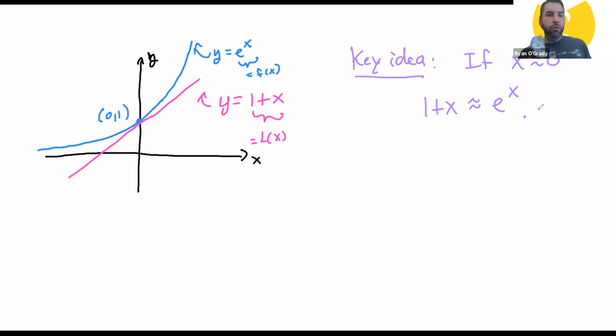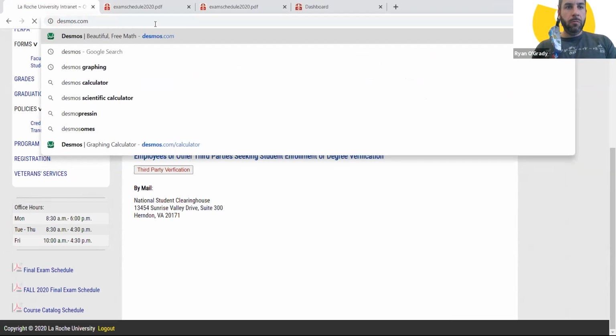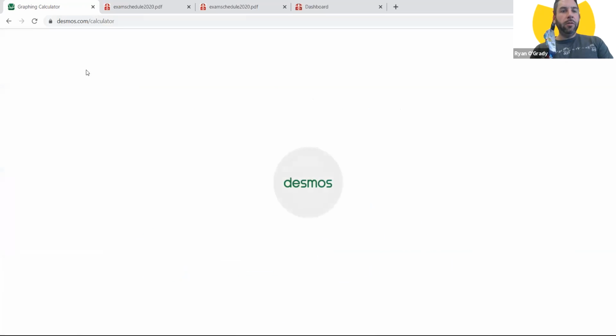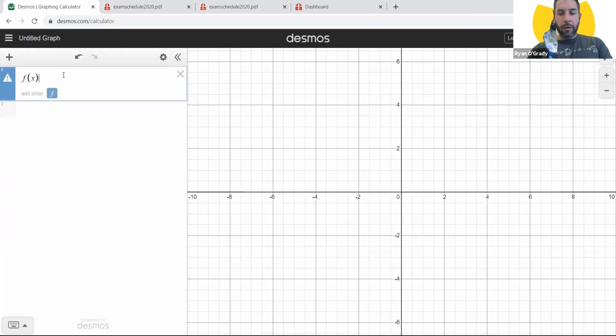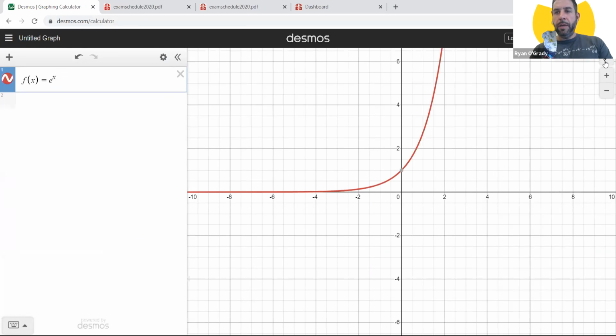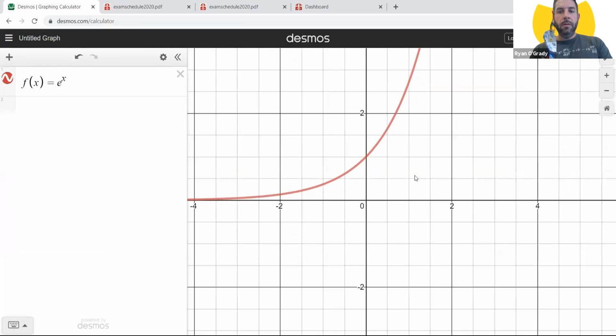So what I'm going to do, since it's much clearer to use technology to convince us of this, imagine you took a microscope and you zoomed in around this point, 0, 1. What's going to happen? Well, let's go to Desmos and check it out. Our old friend Desmos. So I'm going to first graph my function, which is e to the x. And there it is. We'll make it nice and fat so we can see it. And then we'll graph our function L.